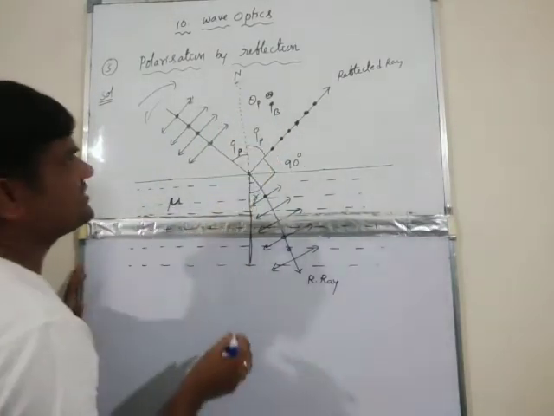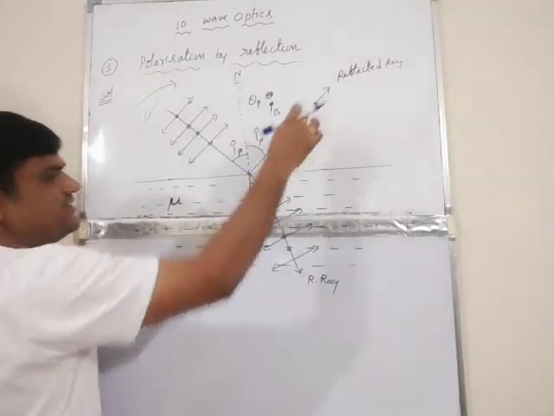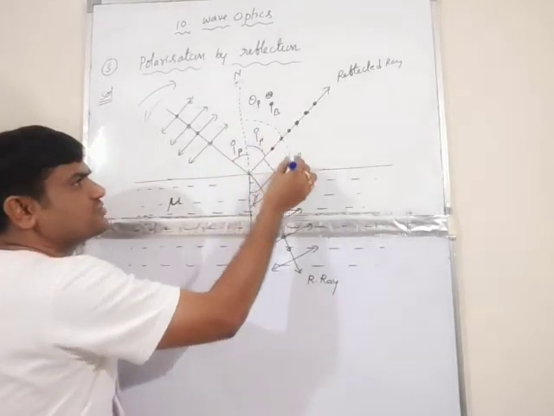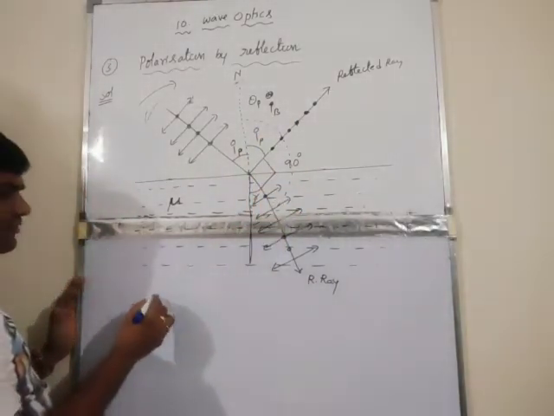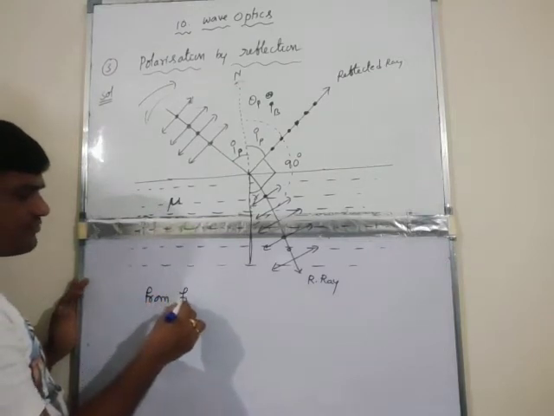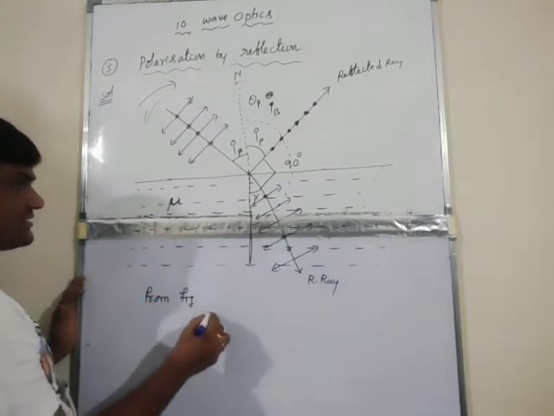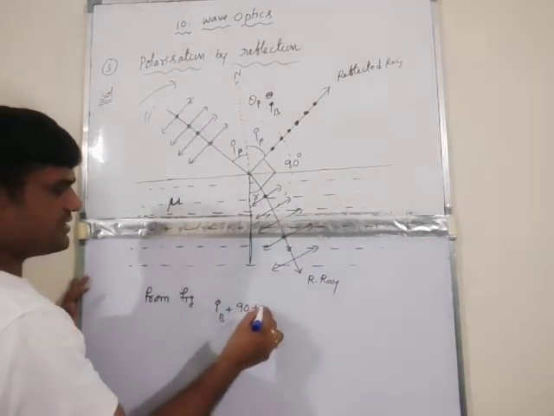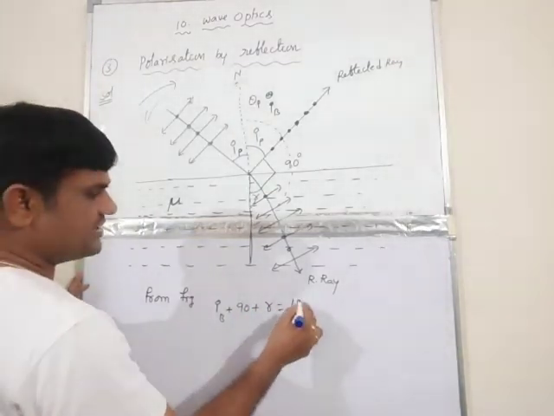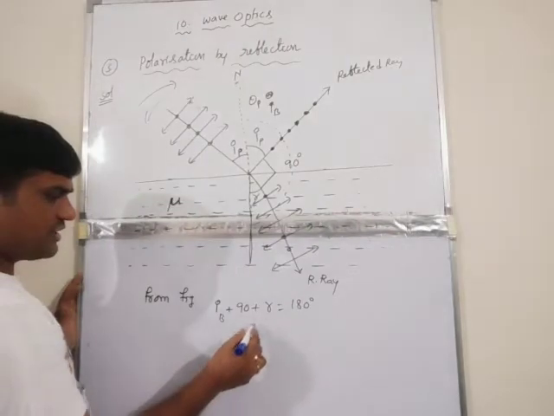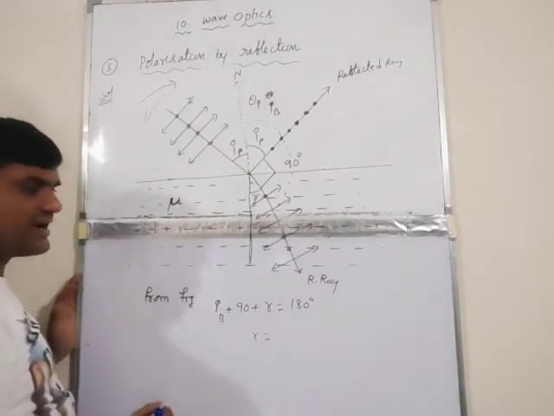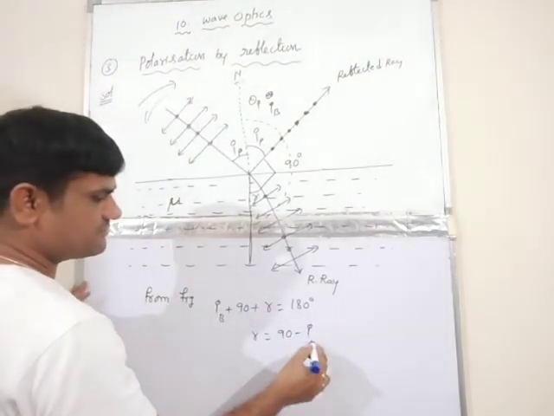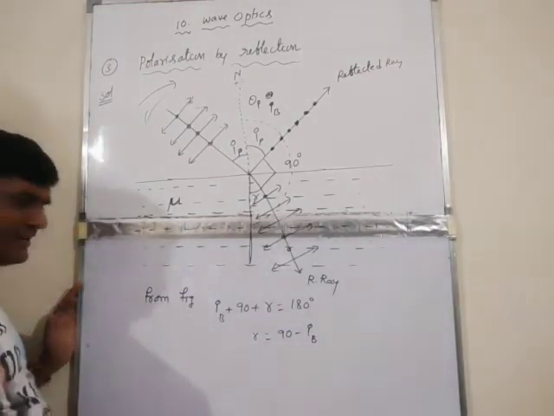Now you can observe here: this is a normal, this is a reflected ray, this is a refracted ray, this is another normal. The total angle from here to here is 180. So from the figure, we can write IB plus 90 plus R is equal to 180 degrees. Now I want R itself. R is the angle of refraction, so R is equal to 180 minus 90, that is 90 minus IB, where IB is the Brewster angle.